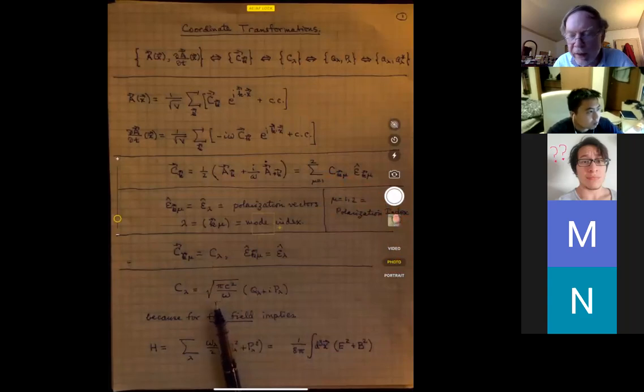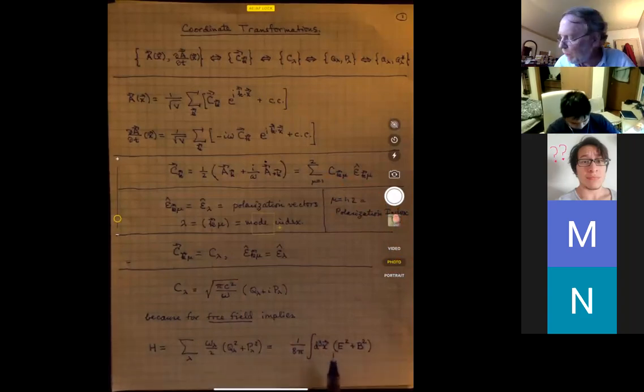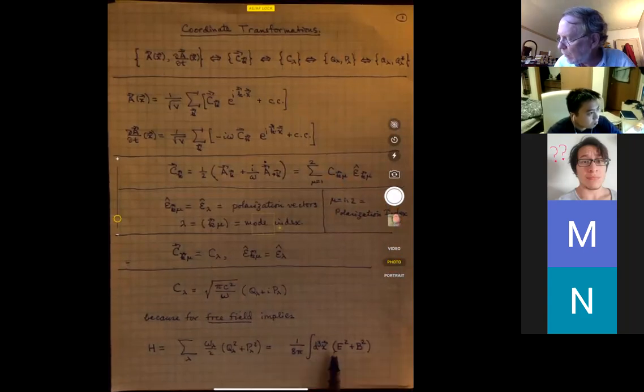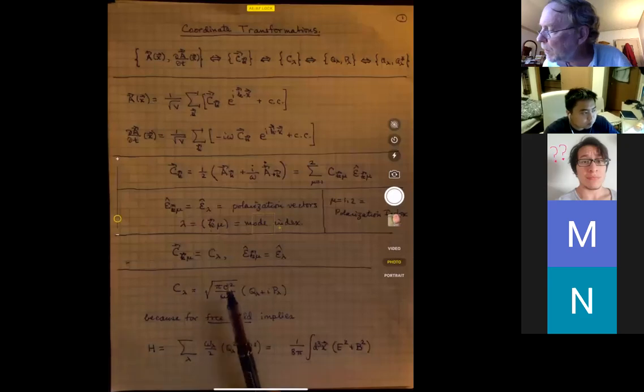It's this square root thing here. And the way we did that was we said, well, the Hamiltonian needs to be the sum of harmonic oscillators to make the evolution of the C lambdas come out right. But if we insist that the Hamiltonian is also the energy in the field, then by taking the Fourier series for E and B and plugging in and doing the integral, we not only verify that the answer is indeed a sum of harmonic oscillators, we also get the coefficients that we need here to connect the C's with the Q's and the P's.